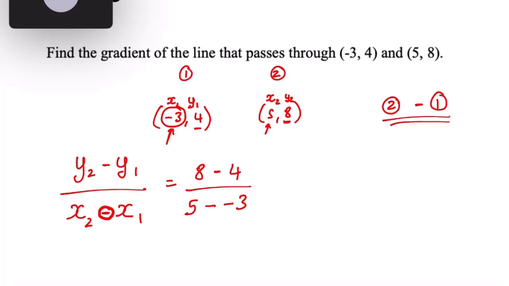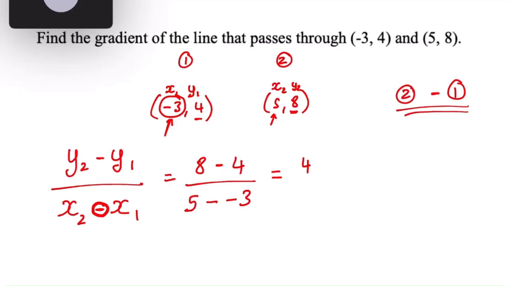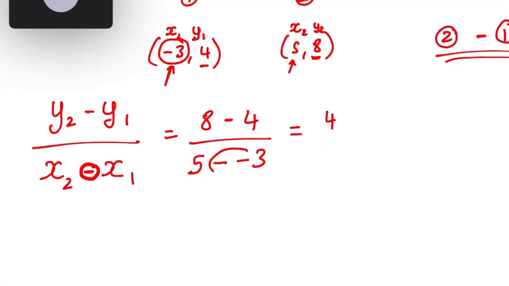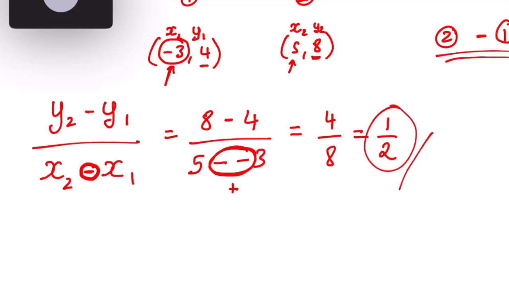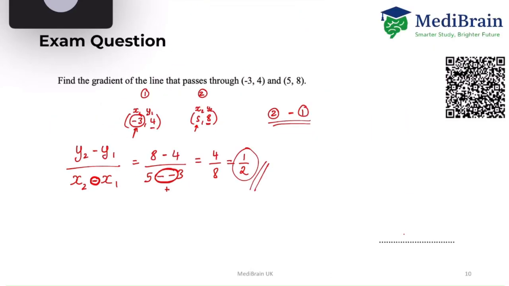Now 8 subtract 4 will give you 4. 5 subtract negative 3, that's not going to give you 2. If you got that as 2, then you would have got your gradient as 2. 5 subtract negative 3: when you have two negatives next to each other, that's going to make a positive. So subtract negative 3 is going to become 5 add 3, and 5 add 3 will give you 8. And 4/8 can be simplified to a half. So you should have got your gradient as 0.5 or a half.